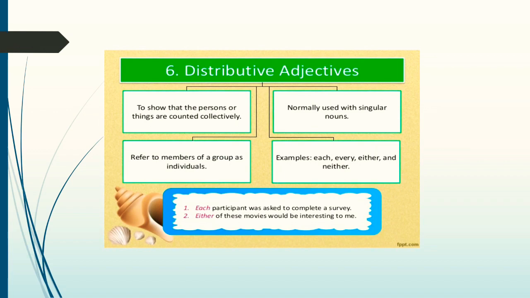Distributive adjectives. These adjectives are used to show that the persons or things are counted collectively. It refers to members of a group as individuals. It is normally used with singular nouns. Examples: each, every, either, and neither.